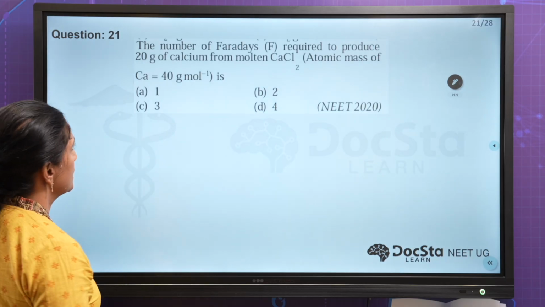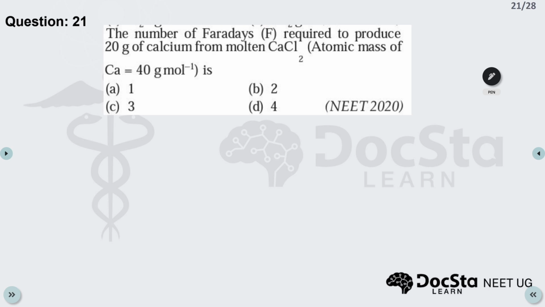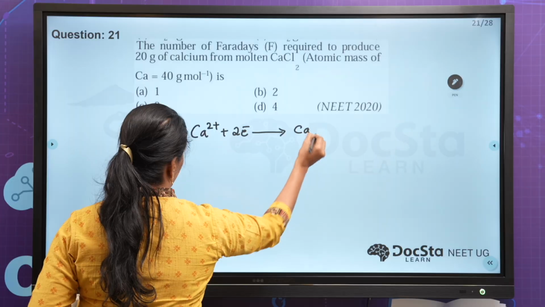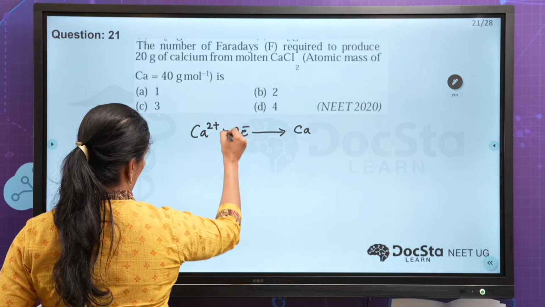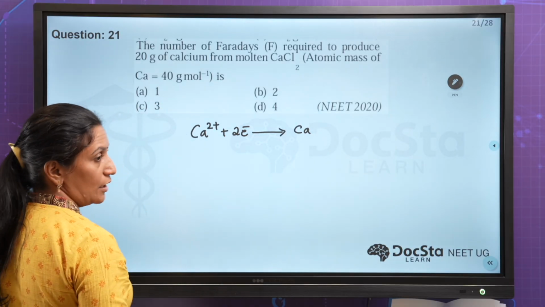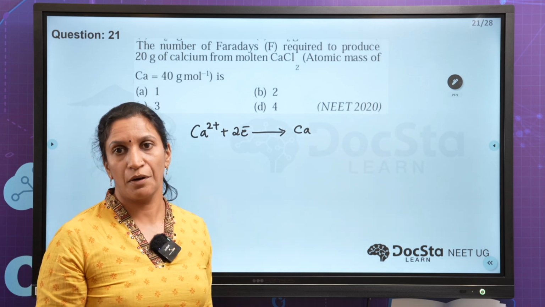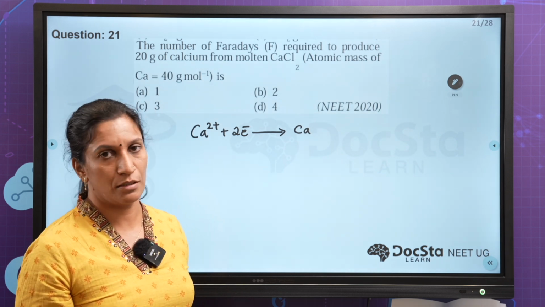Now the next question is the number of Faradays required to produce 20 grams of calcium from molten calcium chloride. Atomic mass തന്നിട്ടുണ്ട്, 40 grams ആണ് കാൽഷ്യത്തിൻ്റെ atomic mass. അപ്പോൾ ഈ ക്വസ്റ്റ്യനെ റിലേറ്റ് ചെയ്യുന്ന ഇക്വേഷൻ എന്ന് പറഞ്ഞാൽ Ca2 plus 2 electrons gives Ca, isn't it? അപ്പോൾ ഈ ഇക്വേഷൻ പ്രകാരം the charge carried by 1 mole of electrons ആണ് Faraday. ഒരു മോൾ ഇലക്ട്രോണിൻ്റെ ചാർജ് ആണ് Faraday.